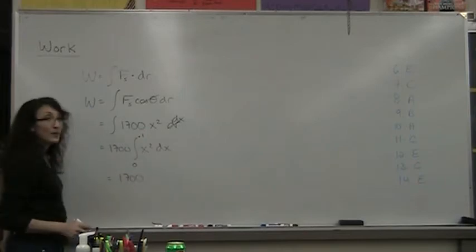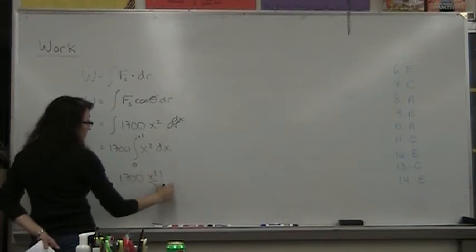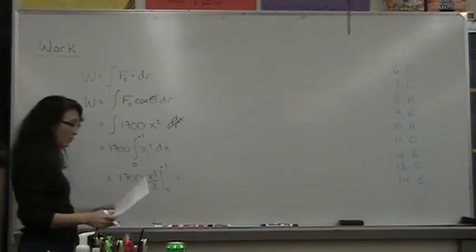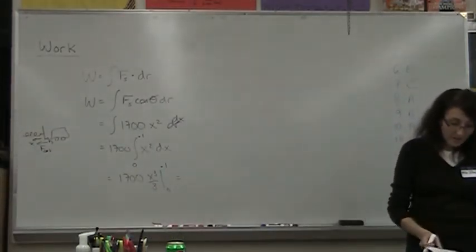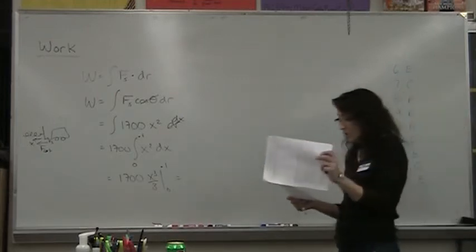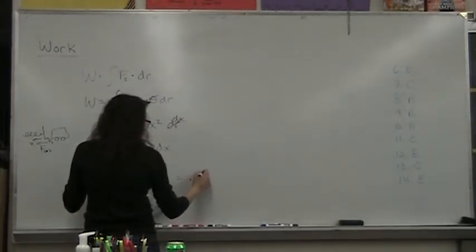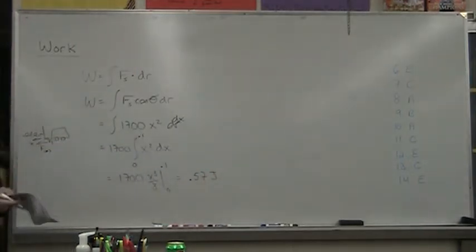The integral of x squared is just x cubed over 3. Plug in your 0 to 0.1. When you plug it in, what do you get as your answer? I get 0.563, but I used 1688 instead of 1700. All right, so you're all going to be close. So it's around 0.57. 0.57 joules was the work that was done to compress the spring.